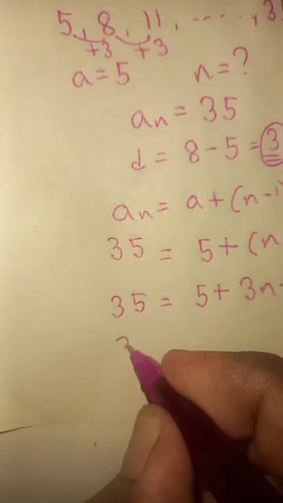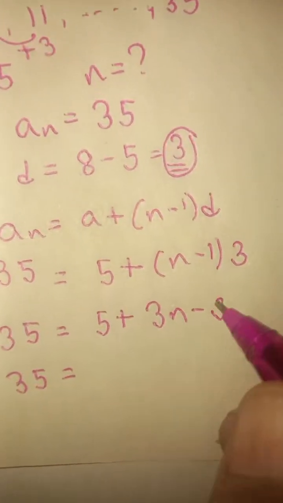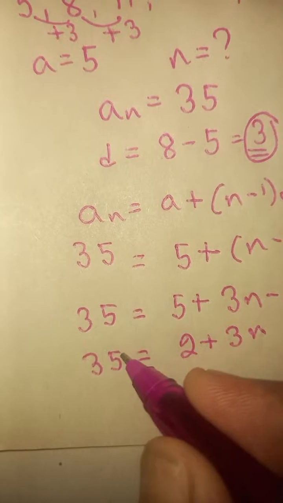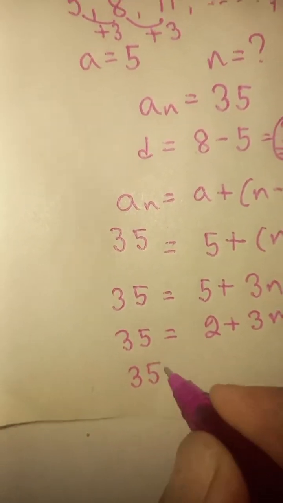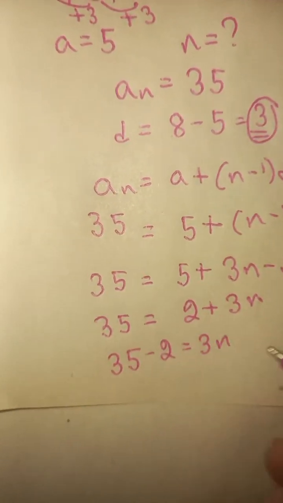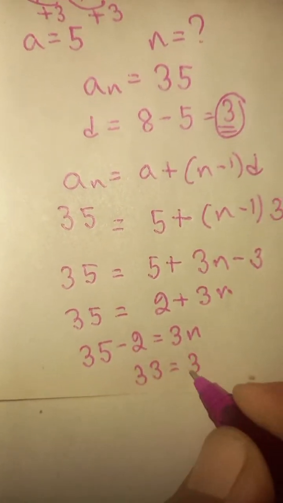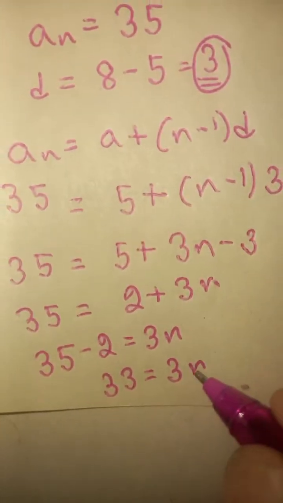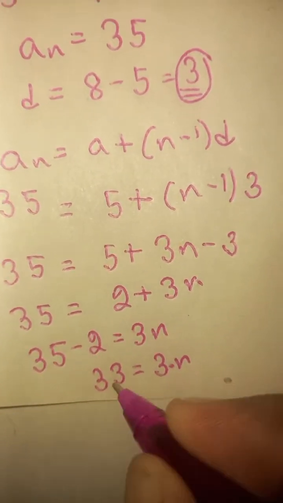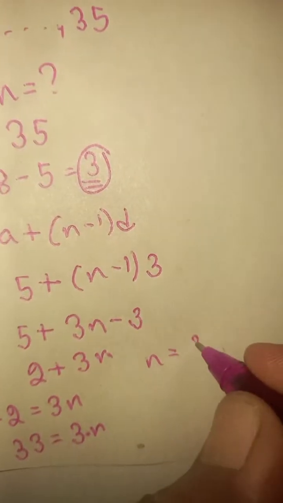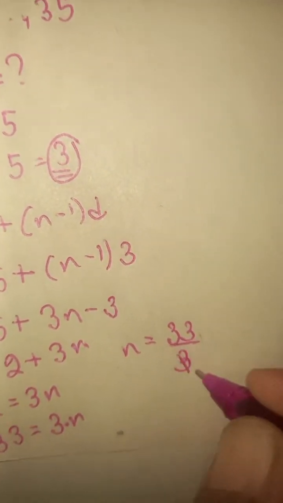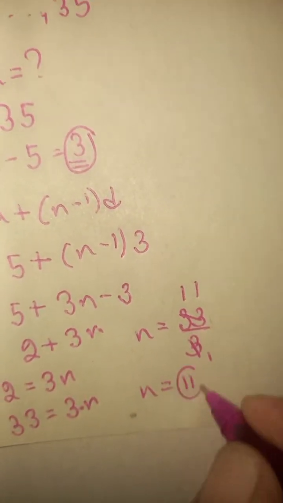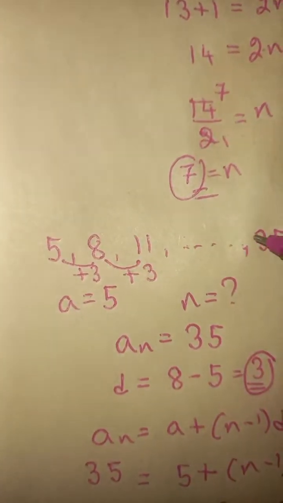Now you get 35 equal to 5 minus 3, which becomes 2, plus 3n. Now you send this to this side, it becomes 35 minus 2, so 33 will be equal to 3n. And now 3n can be written as 3 times n. This 3 moves to that side and comes in the denominator, that is 33 by 3. 3 ones are 3, 3 ones are 3, n equal to 11. Totally there are 11 terms here.